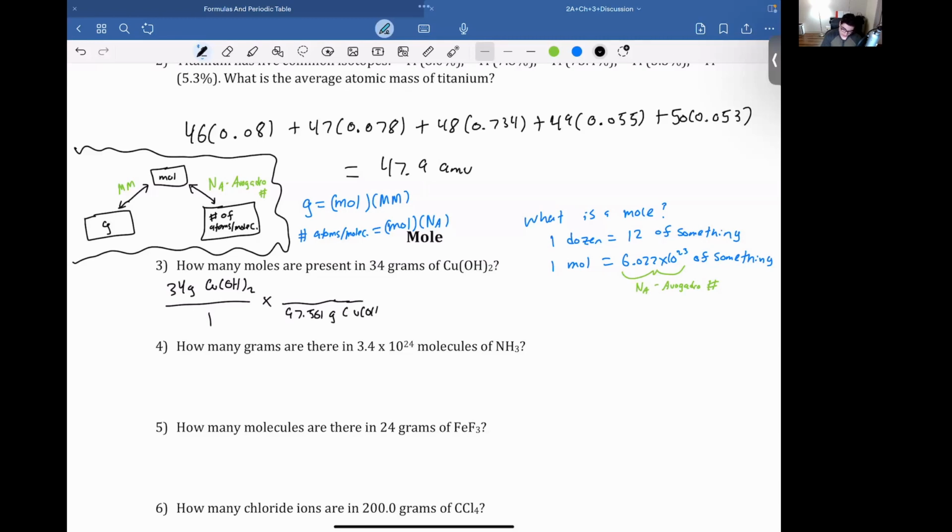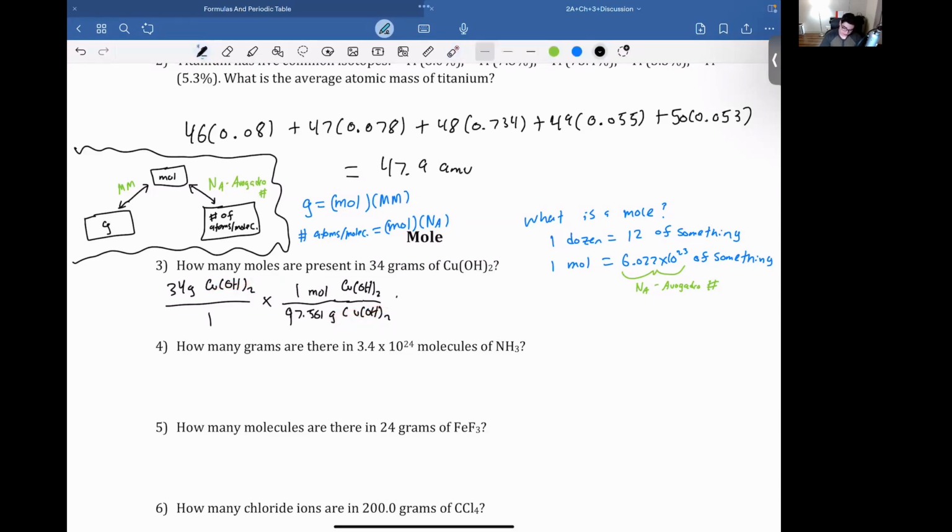of copper hydroxide. Now do note how I'm writing out grams of copper hydroxide, not just grams every time. It'll make more sense when we get to stoichiometry. I highly recommend you do this. Otherwise, you will mix things up in the future and make mistakes. So please keep track of whatever you're converting. So we have this for every 1 mole of copper hydroxide. The grams cancel out, right?